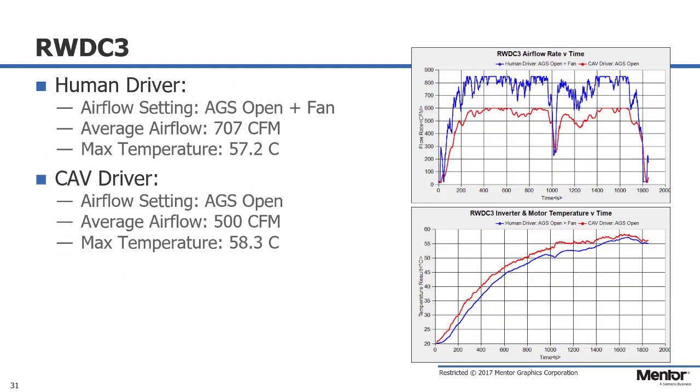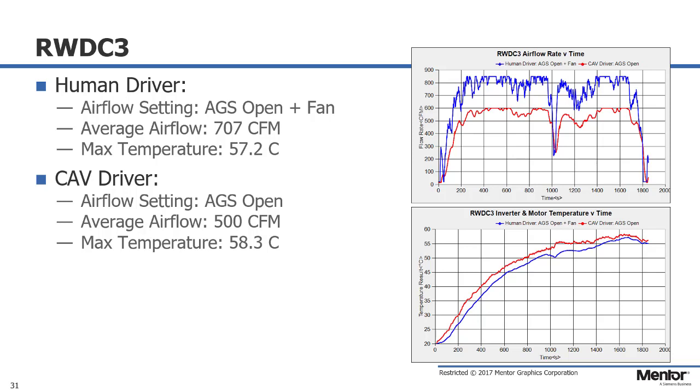If we look at real world drive cycle 3, it's going to again be very similar to real world drive cycle 2. We were not able to maintain the proper temperature for a human driver until the AGS was open and the fan was turned on. In this case, we even had a higher airflow rate requirement than rear-wheel drive cycle 2 at 707 cubic feet per minute, but our max temperature was slightly less at 57.2.